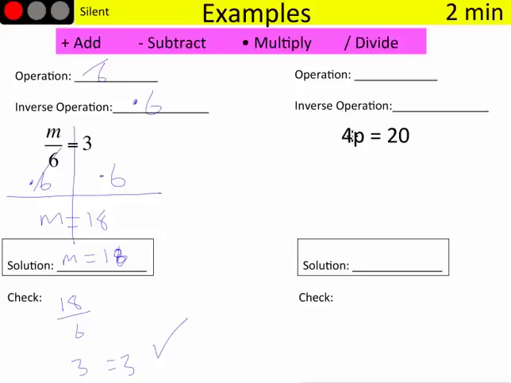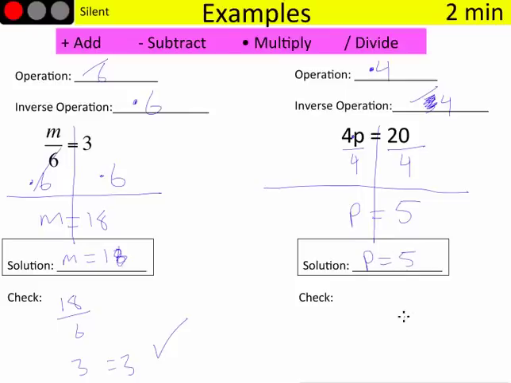Next one. Here I see that this 4 is multiplying the p. So my operation is times 4. So our inverse is going to be divide by 4. So we're going to divide one side of the equation by 4 and divide the other side of the equation by 4. 4p divided by 4 gives us 1p, and 20 divided by 4 gives us 5. So our solution is p equals 5.